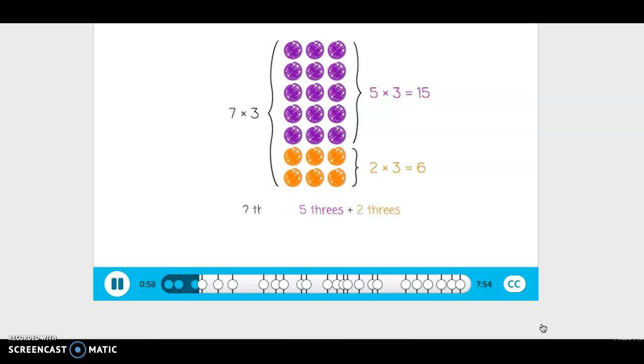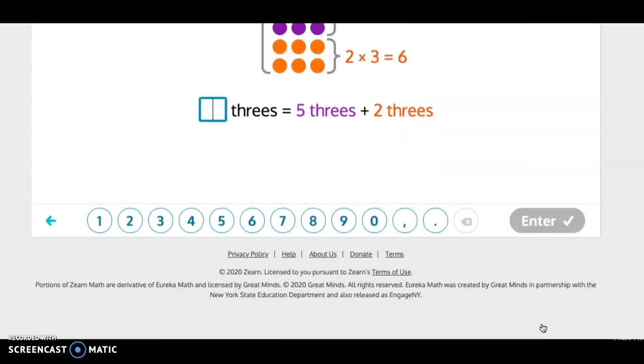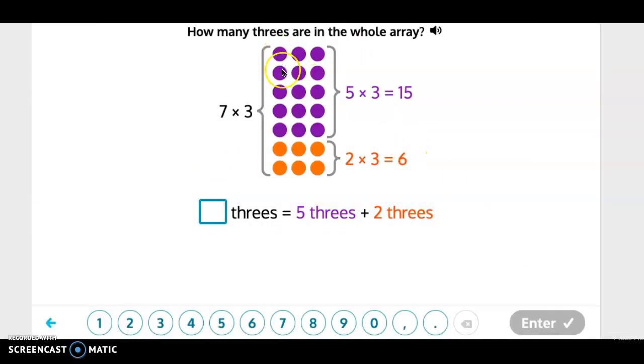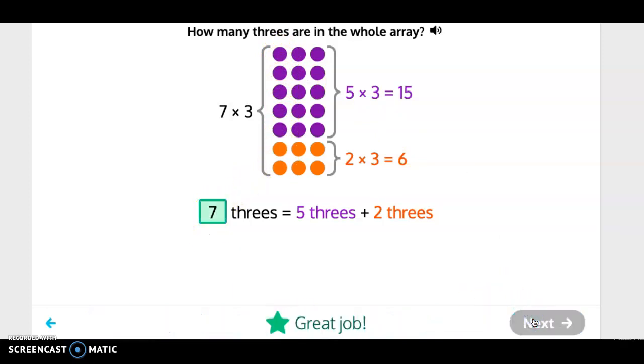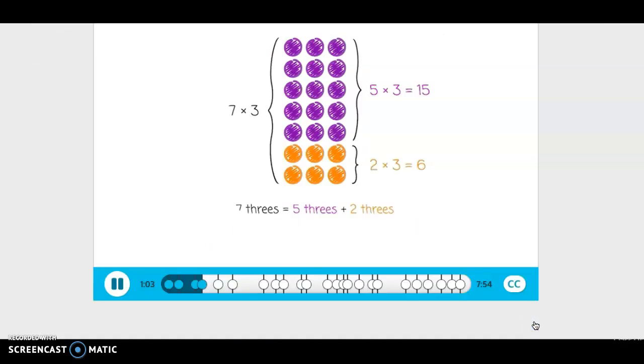How many 3's are there altogether? Seven 3's equals 5 3's plus 2 3's. We're just adding two parts of the array together. See? 7 rows of 3 is the same as 5 rows of 3 plus 2 rows of 3.